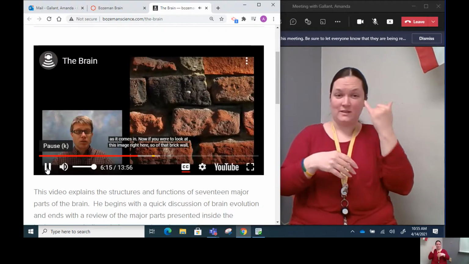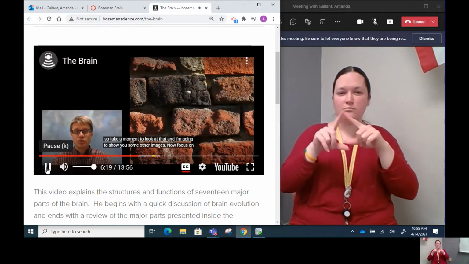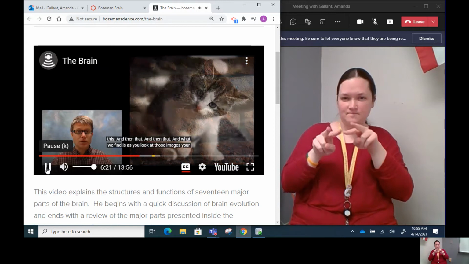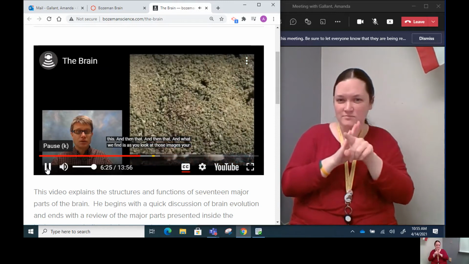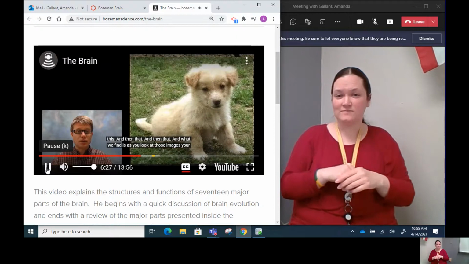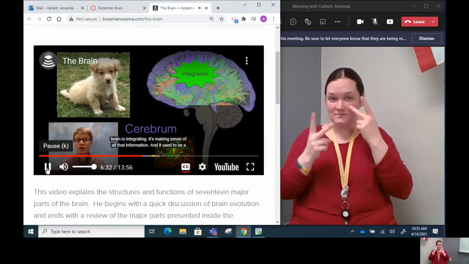Now, if you were to look at this image right here, so of that brick wall. So take a moment to look at that, and I'm going to show you some other images. Now focus on this, and then that, and then that. And what we find is as you look at those images, your brain is integrating.